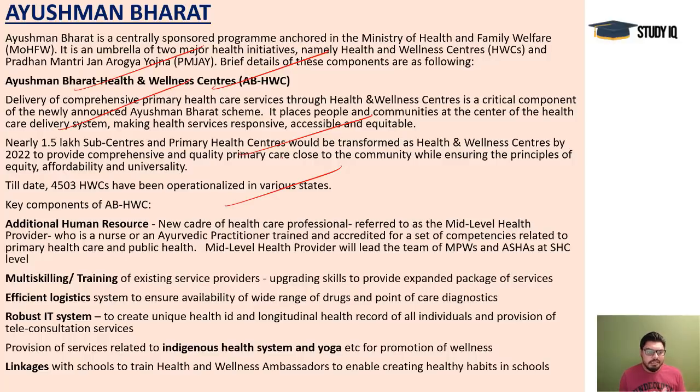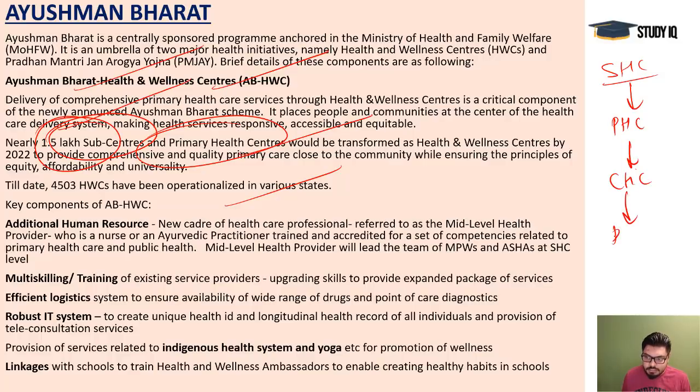What are the important components of it? What are the important issues? 1.5 lakh sub-centers and primary health centers will be converted into health and wellness centers, as we have discussed many times. You see there is a hierarchy. Sub health centers are there in every village. Above that there are primary health centers. Above that community health centers. Above that district health centers. So this is how it runs in a hierarchy. And now they are going to be converted.